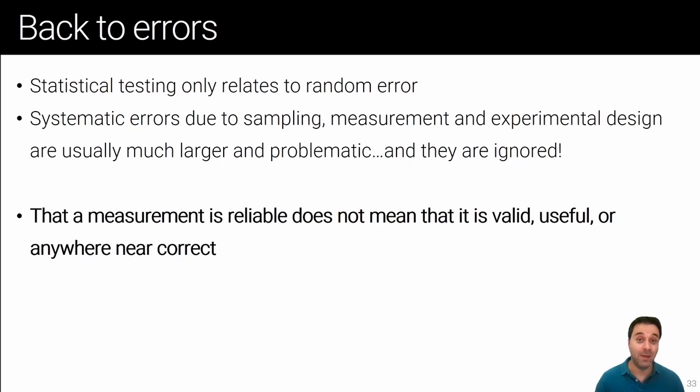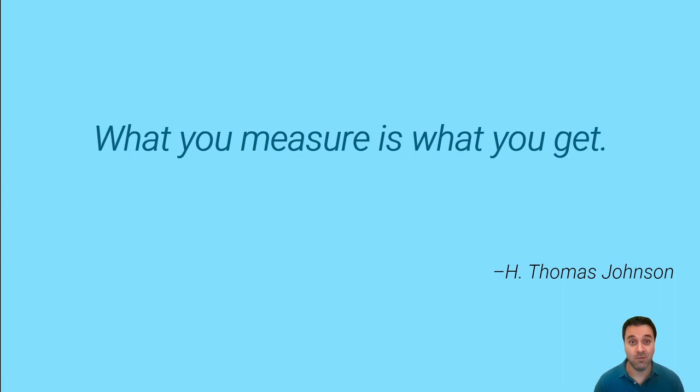But we don't care so much about the experimental design, how we're measuring, how we sample, etc. And so that a measurement is reliable, that we get a p less than alpha, does not mean that it's valid or useful or correct. It just means that whatever you're measuring, we are confident about it. But maybe what you're measuring is not good. Again, in one sentence, what you measure is what you get. And if you're measuring garbage, then you're going to get garbage. A very confident garbage, but garbage anyway.